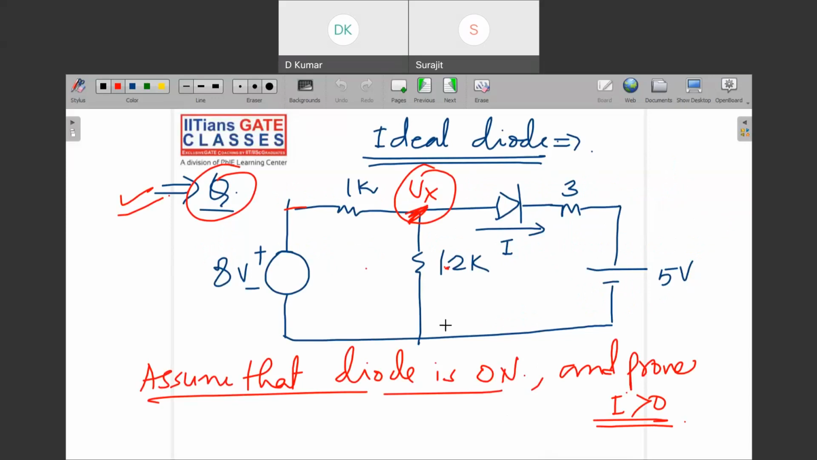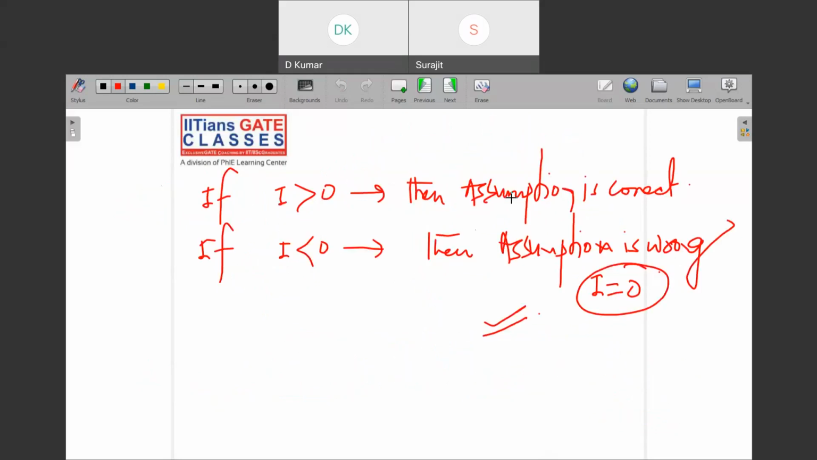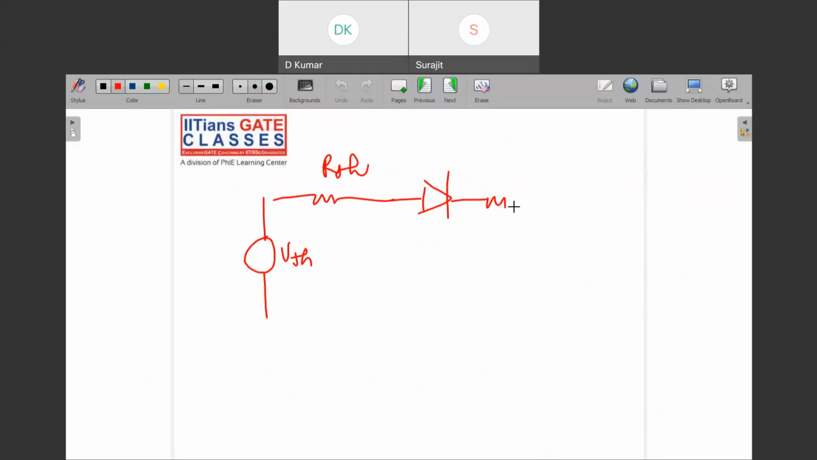Or you can Theveninize as well. I don't have any problem. You can Theveninize this. So whether you Theveninize or just find out VTH and RTH. And there is a diode. This is 3. I think Thevenin is very easy, right?